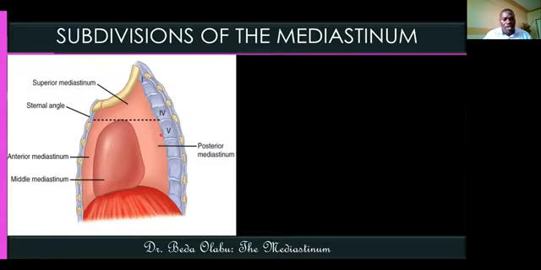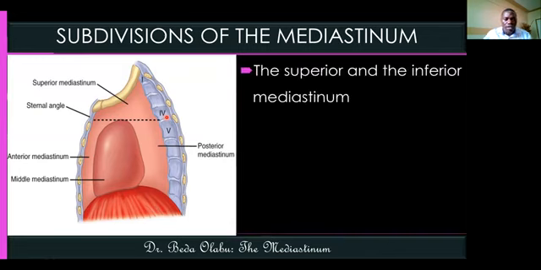So if you take an imaginary line through the sternal angle, a plane through the thorax, that plane will cut through the junction between the fourth and the fifth thoracic vertebra. So that plane is what we use to divide the mediastinum into two. The region above that is considered to be in the superior mediastinum, and the region below that is considered to be in the inferior mediastinum.